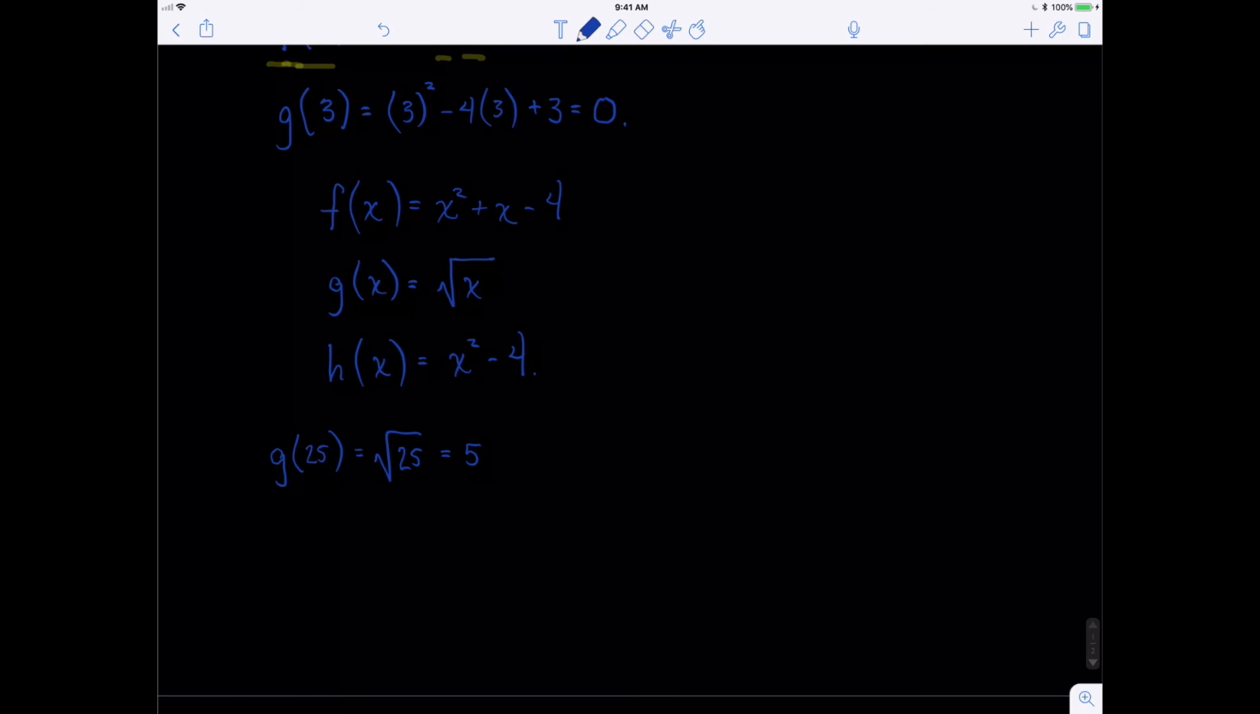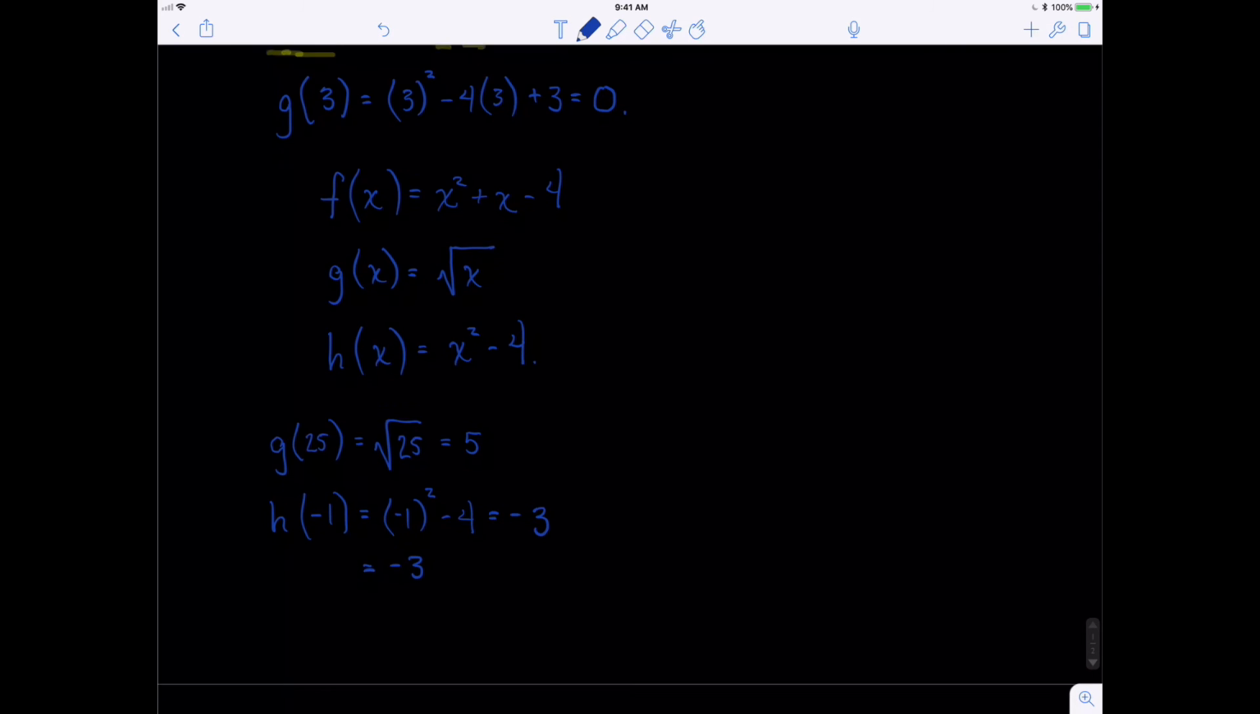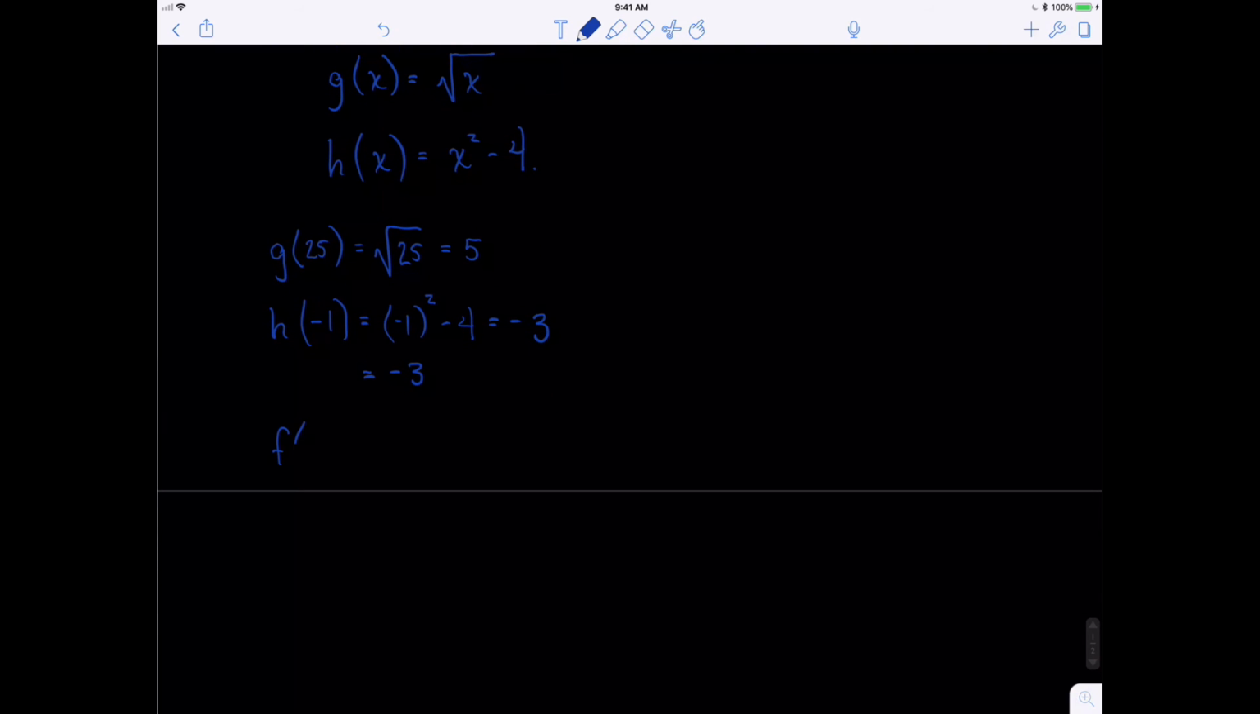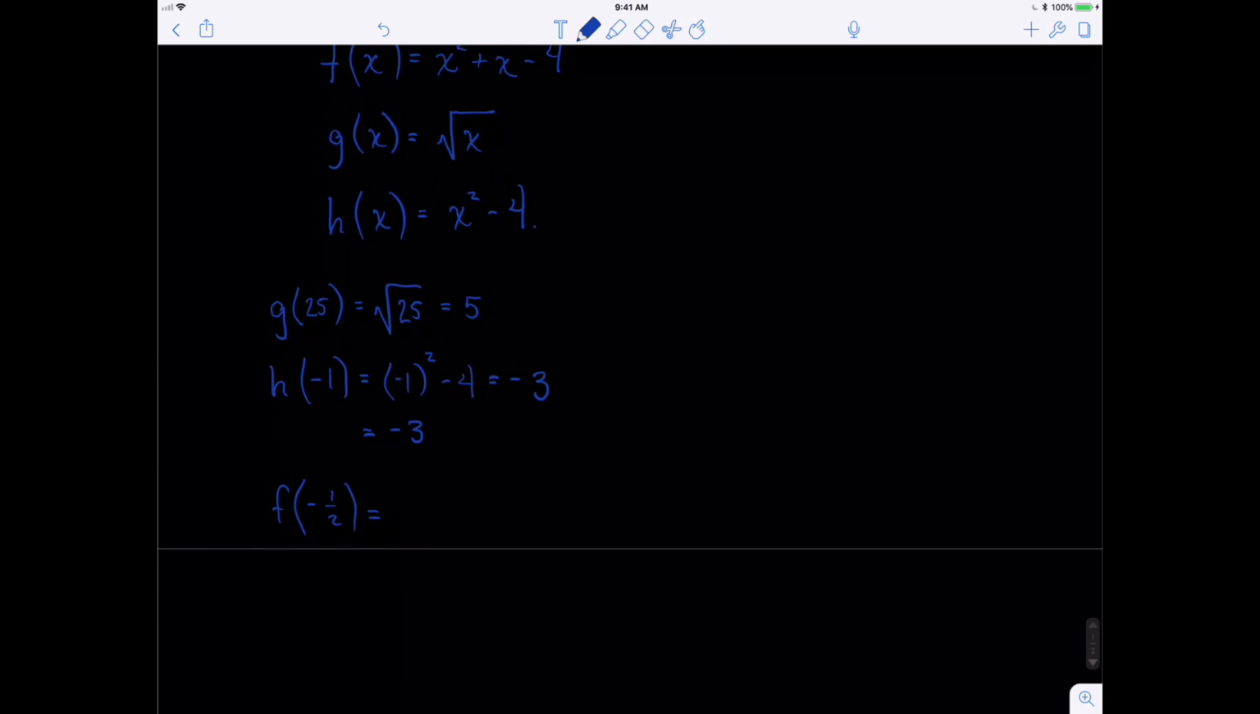Then let's take a look at another one. Let's try h when x is -1. Then I would plug in -1 and square it, minus 4. Well, -1 squared is 1, minus 4, so h of -1 is -3. Or you could also write it down here, -3, and carry your work down. Either is acceptable. Let's try another. How about f of -1/2? Here's a tough one. So let's try it though. We refer back to our f.